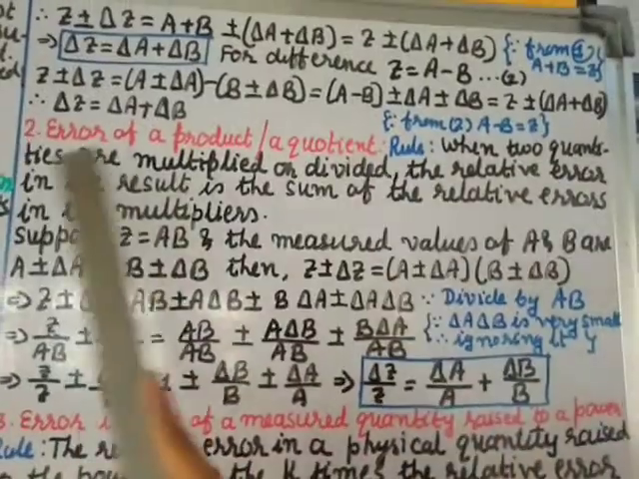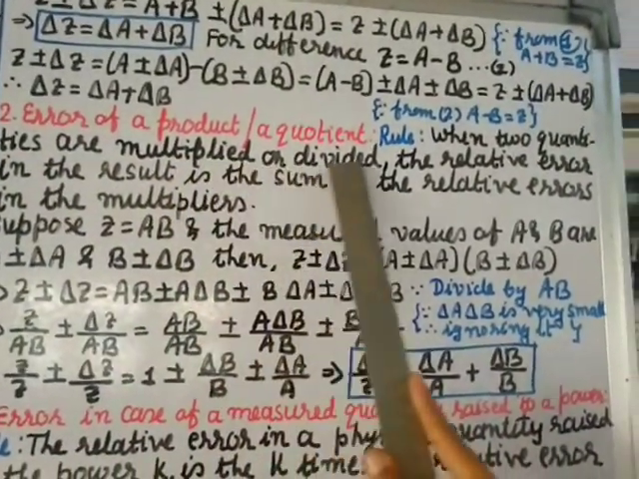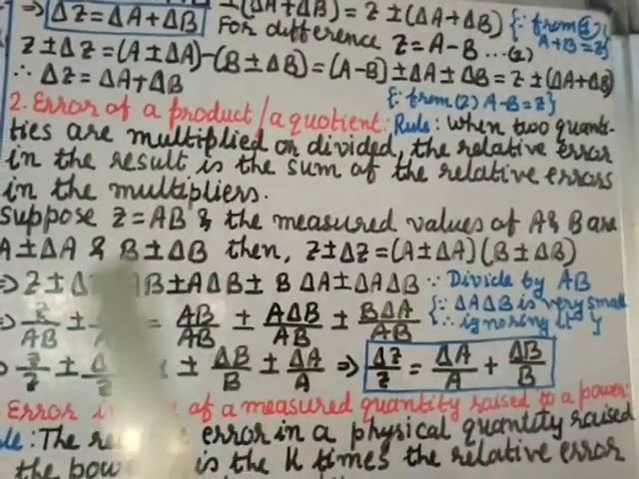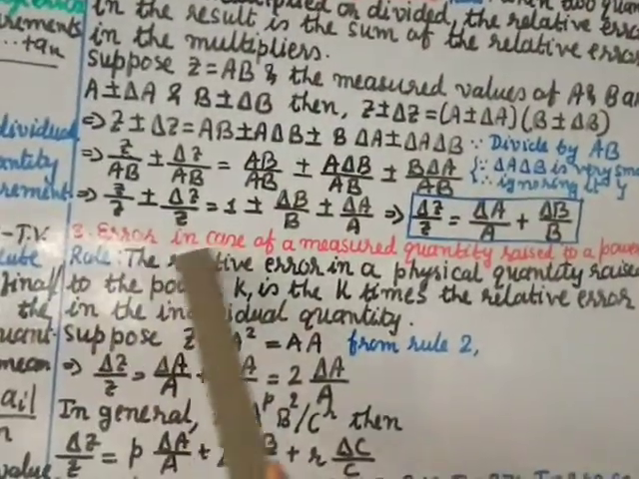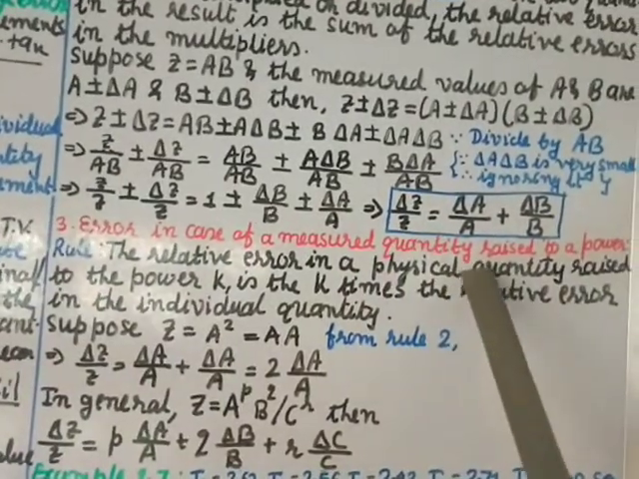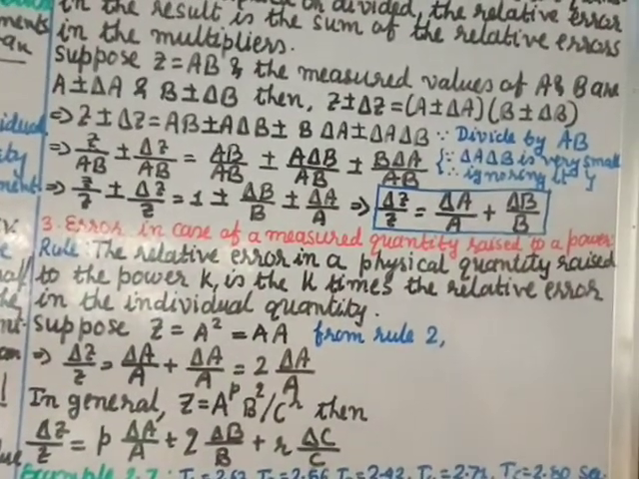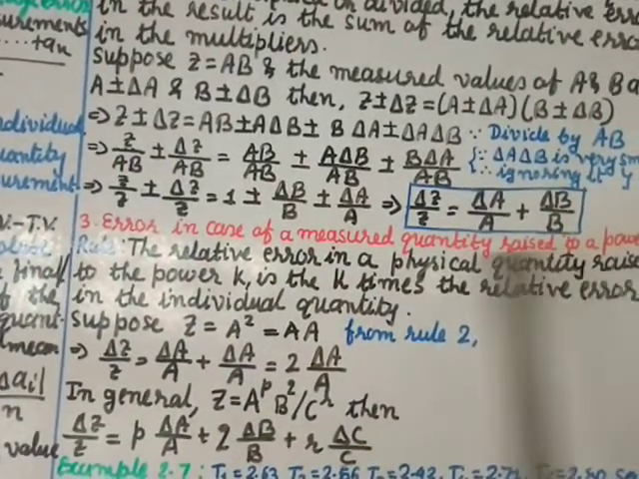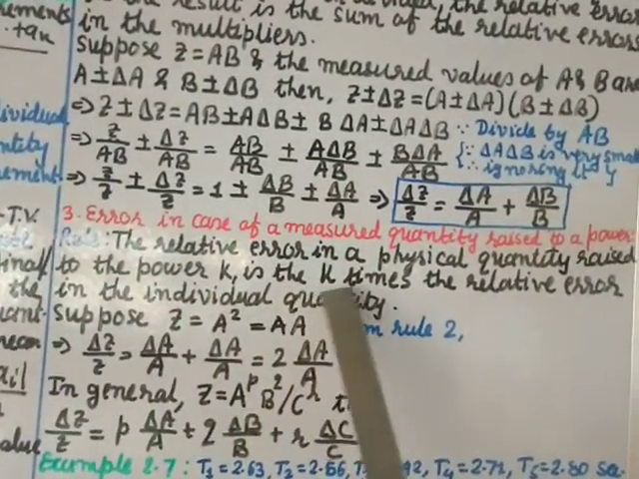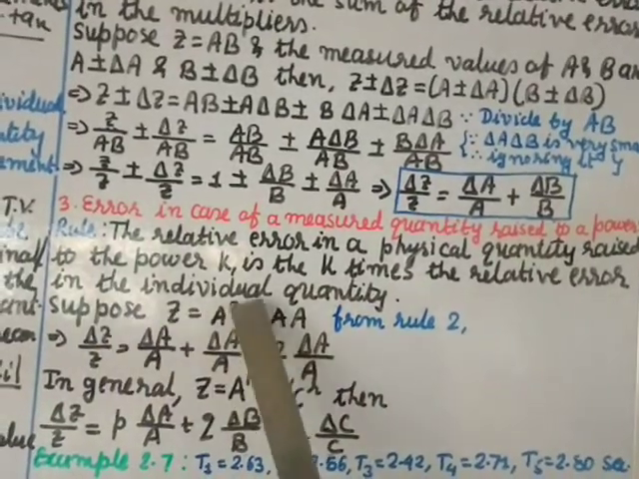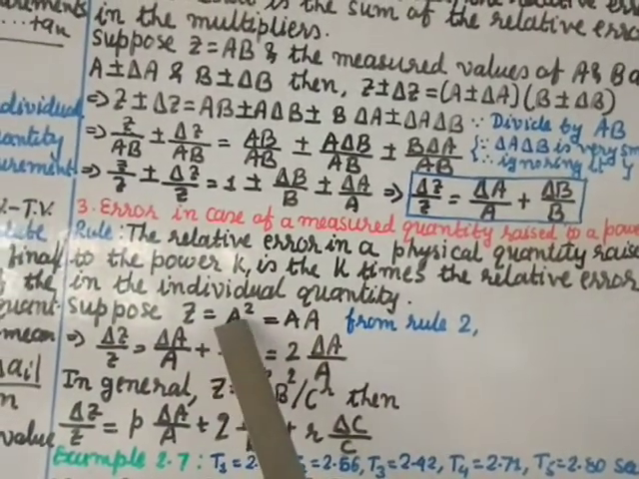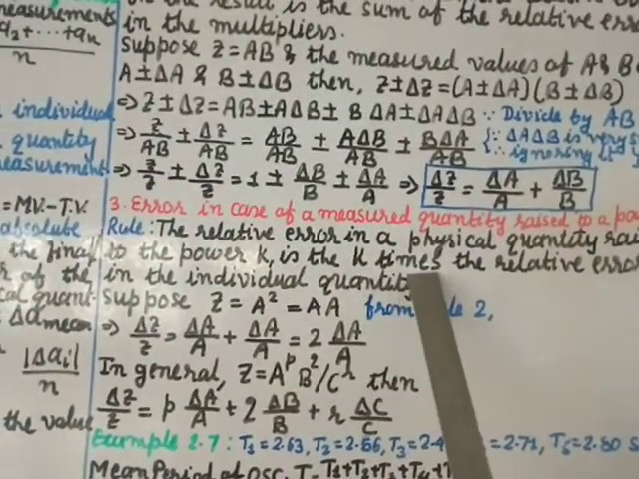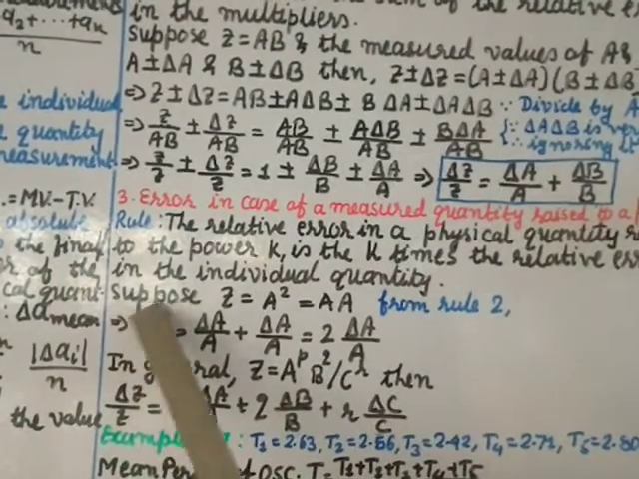When two quantities are multiplied or divided, the relative error in the result is the sum of the relative errors in the multipliers. Number 3 is error in case of a measured quantity raised to a power. If you have a power of any quantity, the rule is the relative error in a physical quantity raised to the power k is k times the relative error in the individual quantity. So if it is a power, it will be a multiple. K times means if k is a power, it becomes k times. Now we shall prove it for square.